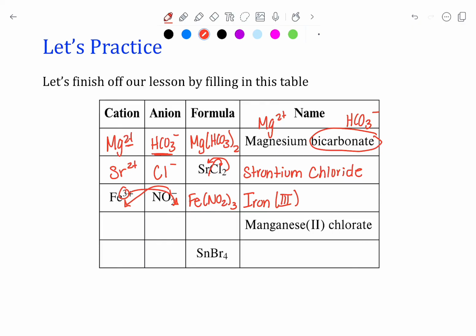NO2 is one of our polyatomic ions. That is nitrite. So we leave that name as is. So our name is iron 3 nitrite. Okay, you try these last 2 rows before we finish up this lesson.